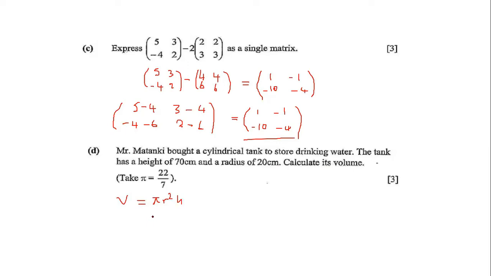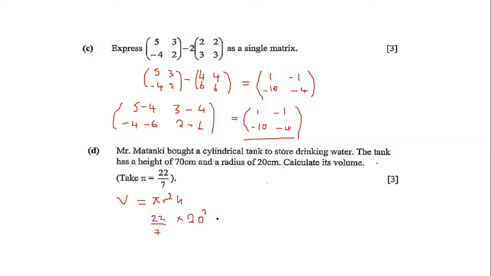So we substitute in there, we have our pi as 22 over 7. So 22 over 7 multiplied by the radius. So the radius, this one will be 20 squared.